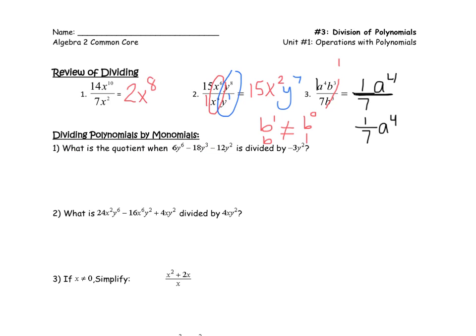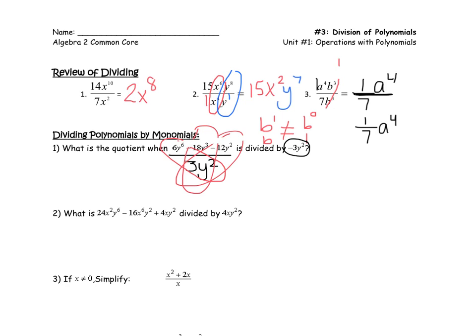Alright, so dividing polynomials by monomials right here. So example number 1, it says, what is the quotient when this polynomial is divided by that monomial? Okay, quotient just means to divide. So I'm going to take this polynomial and divide it by negative 3y squared. Now this is very simple. You're going to divide them in 3 separate problems. Basically, you're going to take the 6y to the 6th, the negative 18y to the 3rd, and then the 12y squared.